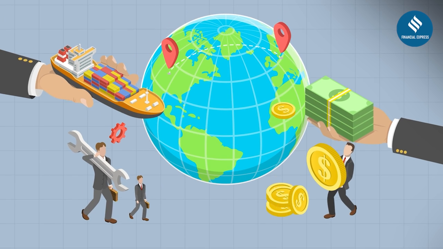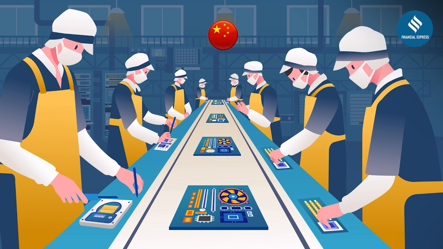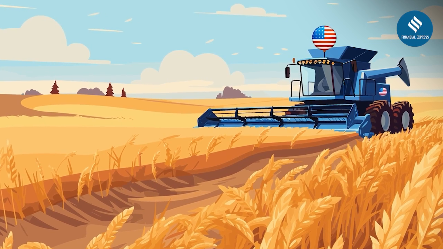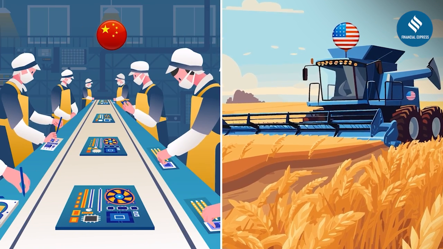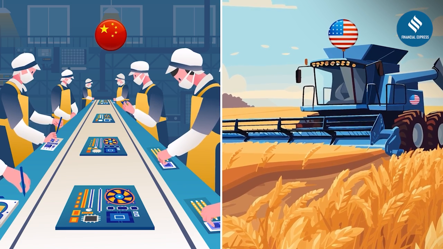When countries trade, they apply the same principle. One country might be good at manufacturing products, like China making electronics. Another country might be good at growing food, like the U.S. farming wheat. By trading, both countries get more of what they need without wasting resources trying to do everything themselves.